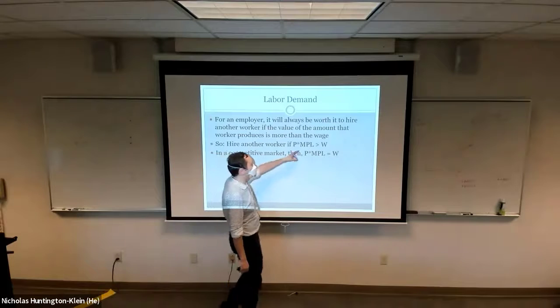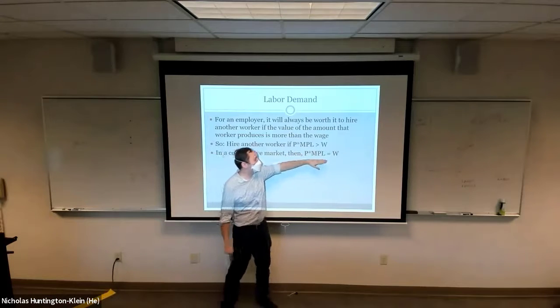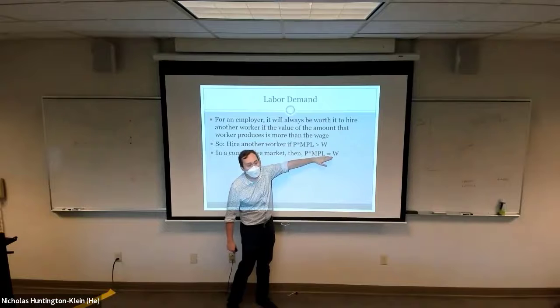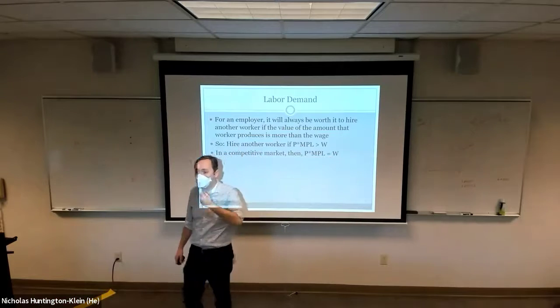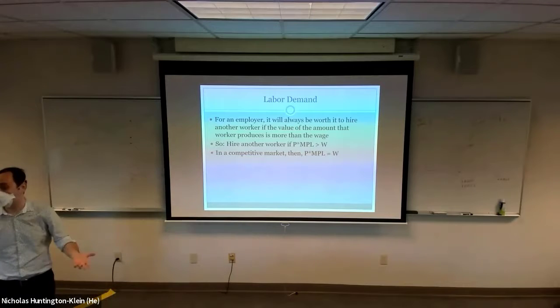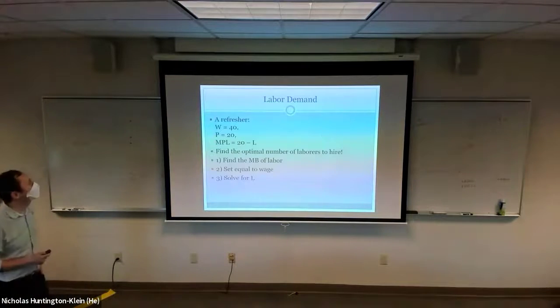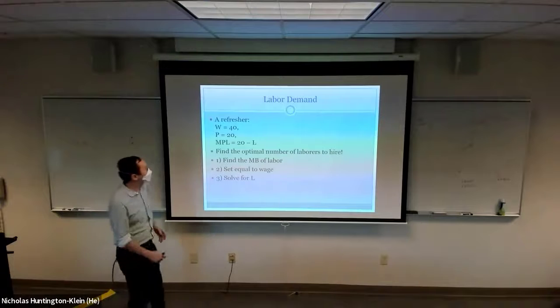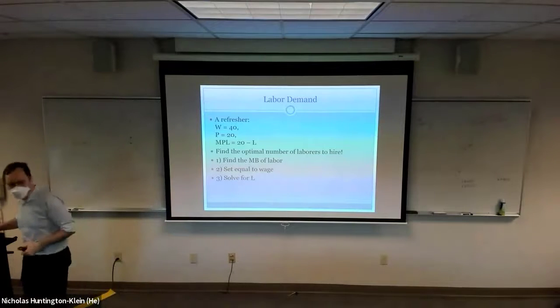So you're going to keep hiring them more and more and more until we find the golden rule, which is that price times the marginal product of labor is equal to the wage. So the last person you hire should bring you exactly as much additional profit as you are paying them. So let's do a quick example.